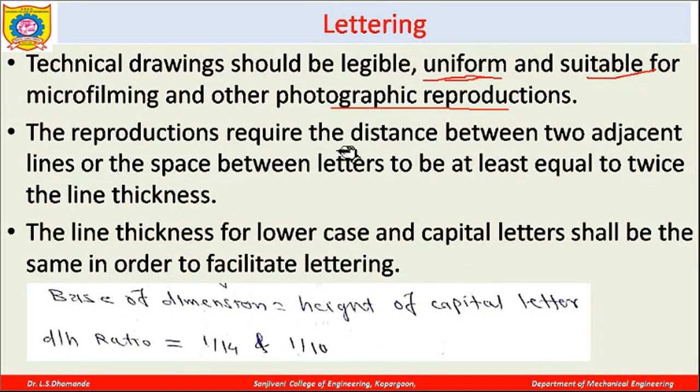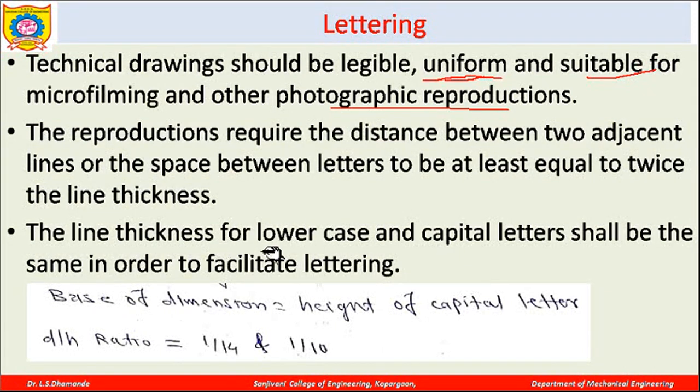The reproductions require the distance between two adjacent lines, or the space between the letters, to be at least equal to twice the line thickness. This is the requirement. It means if you have to reproduce that particular drawing and understand the lettering, it needs a proper distance between the two adjacent lines, or a proper space between the letters, generally twice the line thickness.